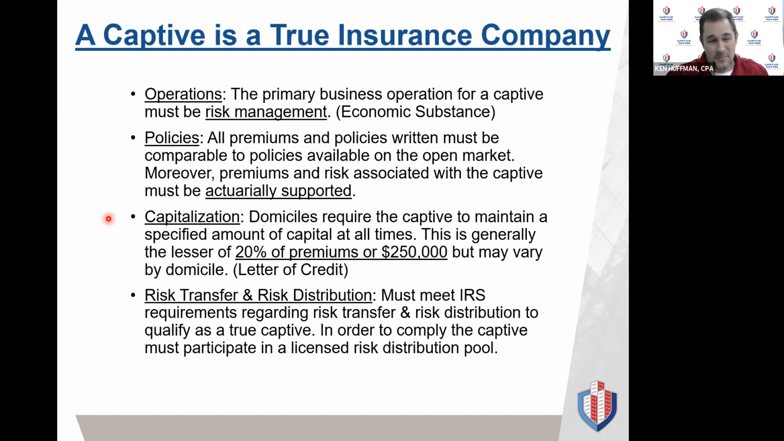All these are capitalized. These are all C Corps. Captive insurance companies are C Corps. And it's very important that you have risk transfer and risk distribution. That is accomplished by participating in a licensed risk distribution pool that we manage. We handle all that aspect.